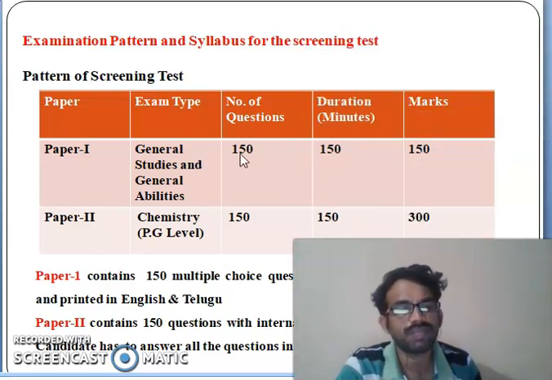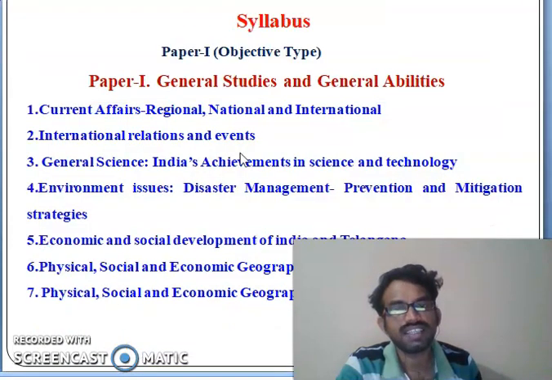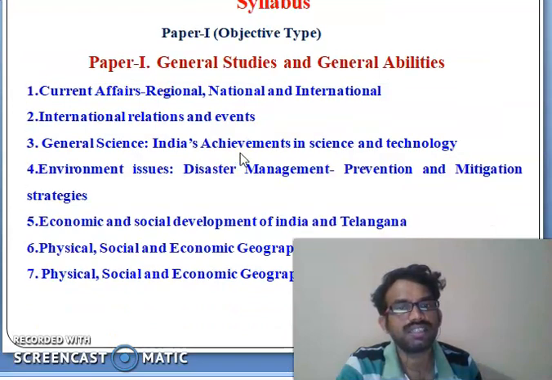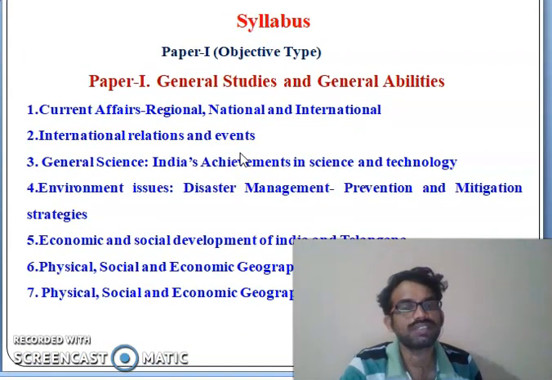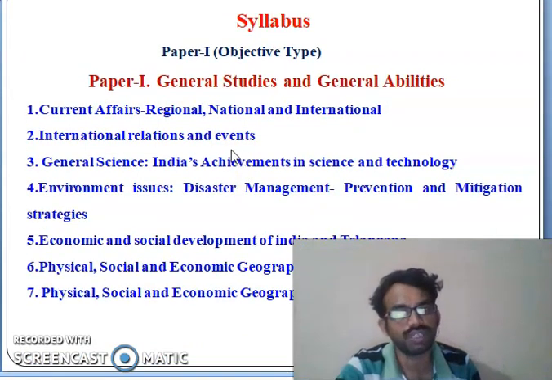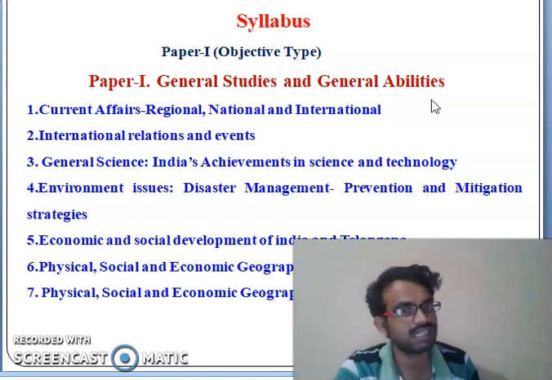Paper 1 is common to all people who are writing JL for all subjects. Paper 2 depends on the subject, the specialization. And you can see the paper 1 syllabus. Paper 1 is completely objective type, covering general studies and general abilities.